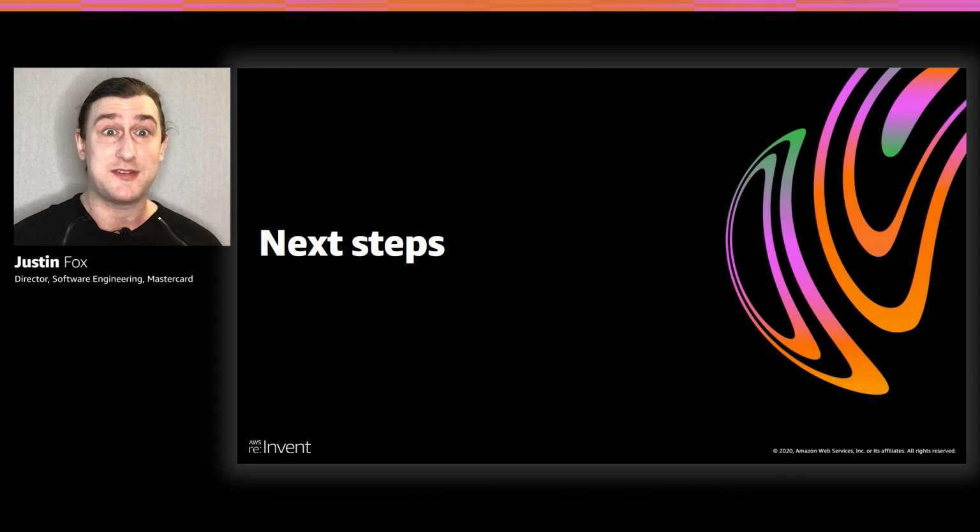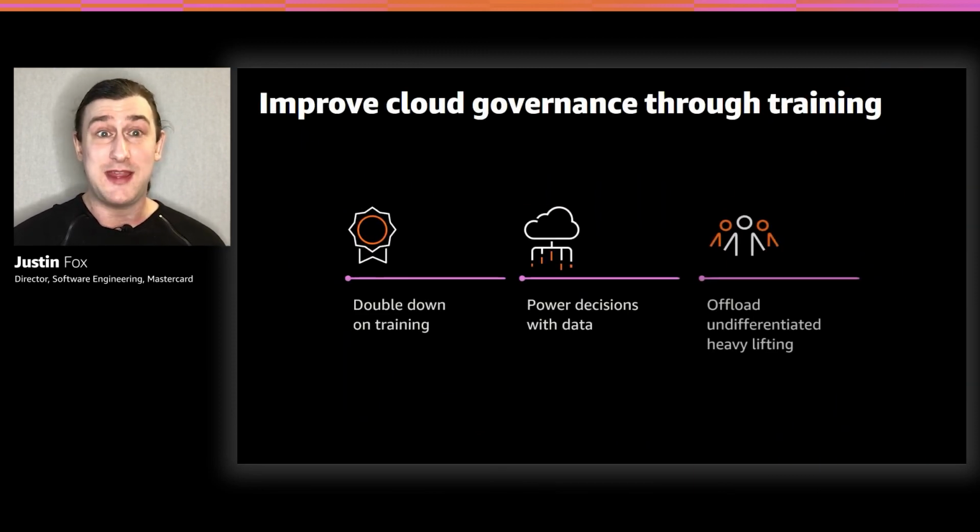So, some next steps and follow-up actions. Everybody's favorite part. For me, it's all about improving cloud governance through training. Double down on training is something that you will not regret doing. Having staff trained and prepared is key to your organizational success, especially when you're using unmanaged or managed services to offload that undifferentiated heavy lifting.